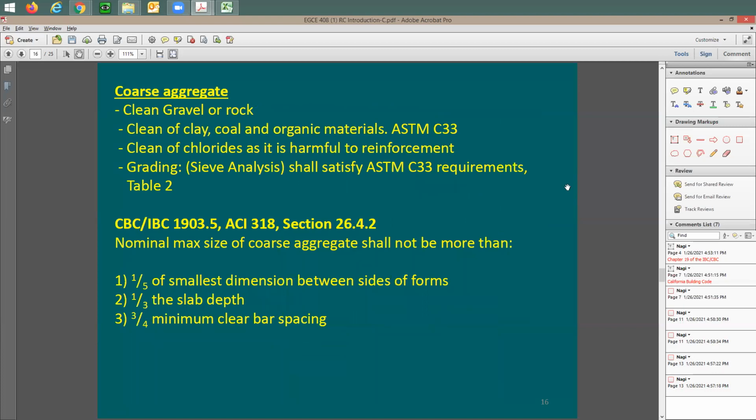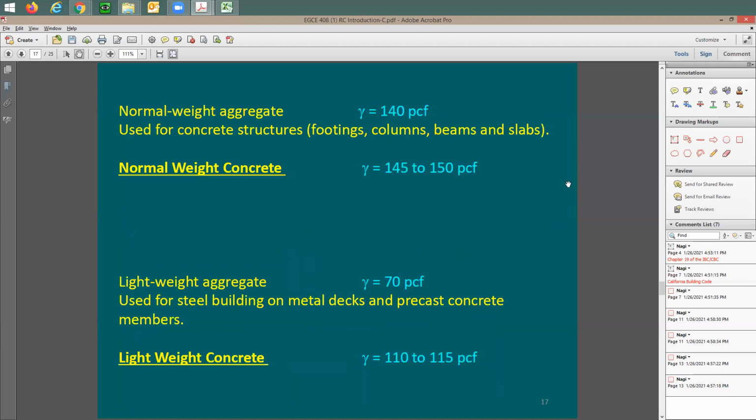So I'm going to jump here to the weight of the concrete. I'm going to say normal weight concrete. This is a number that you really need to know about and use in your analysis. This gamma, which is a unit weight, ranges from 145 to 150 pounds per cubic foot. Usually this number includes all the reinforcing in there. So if you take here 1 cubic foot of concrete, it's going to weigh 150 PCF.